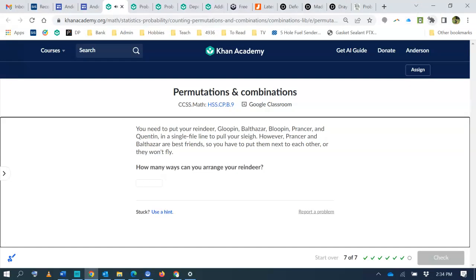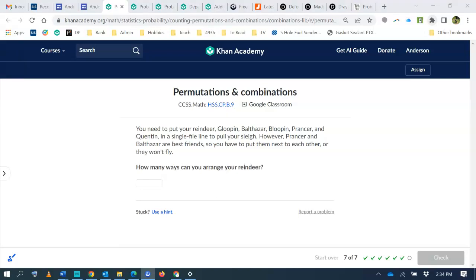All right, one more. So we have the reindeer question again. We have 5 reindeer. Prancer and Balthazar are best friends, so they need to be next to each other. So we have 1, 2, 3, 4, 5 reindeer, but 2 of them are acting as 1. So we get 4P4, which is really 4 factorial over 0 factorial. 4 factorial is 24. And we double that because we can switch the Prancer and Balthazar locations. So we get 48.